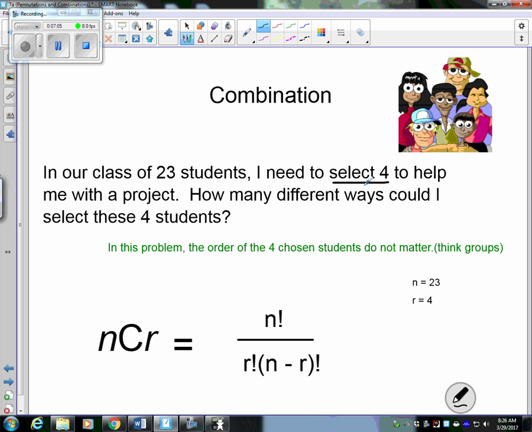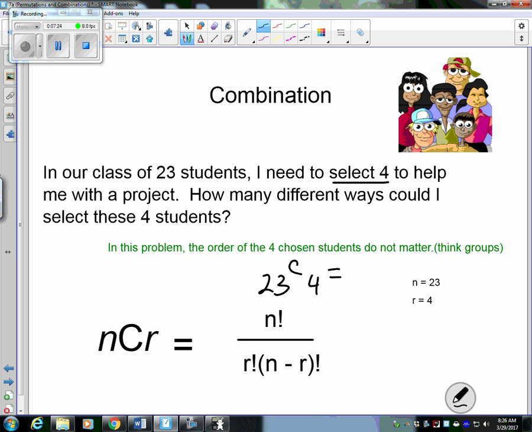That's just a group. So I always try to think groups. If it's groups, it's always a combination. Order of the way you select them does not matter. So in this case, there's another button for that. So it's 23 and nCr, C for combination, and we're choosing 4.